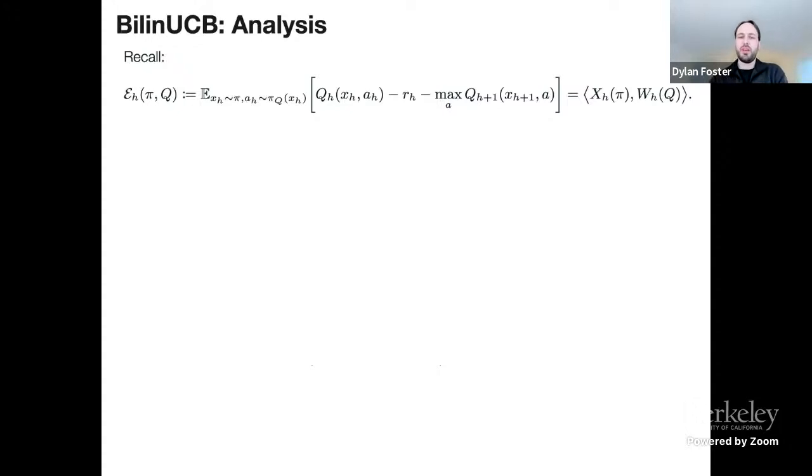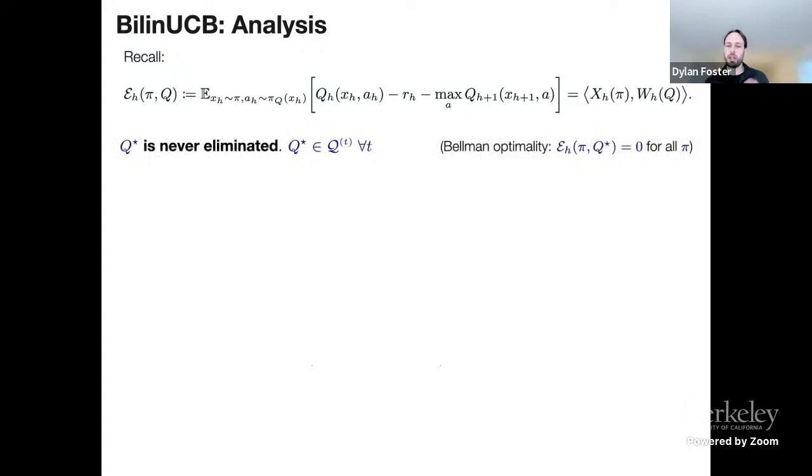So just for reference, at the top here, again, I'm just displaying the definition of the Bellman residual, and we'll recall that this factorizes into this X of pi component and this W of Q component in D dimensions. That's by assumption. So the first step in this analysis is to show that Q star is never eliminated. So Q star always stays in our confidence set. And this is pretty natural. Again, this just follows from the Bellman equation, which says that Q star has 0 Bellman residual for any policy.